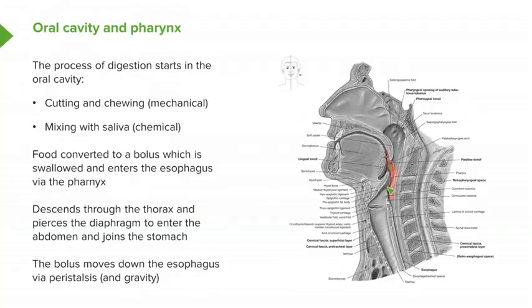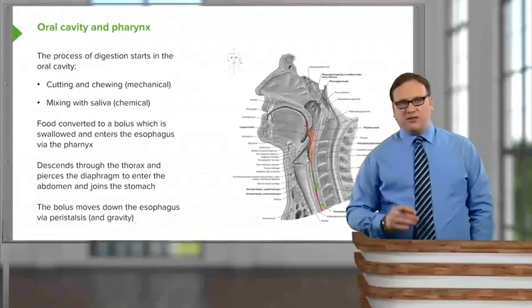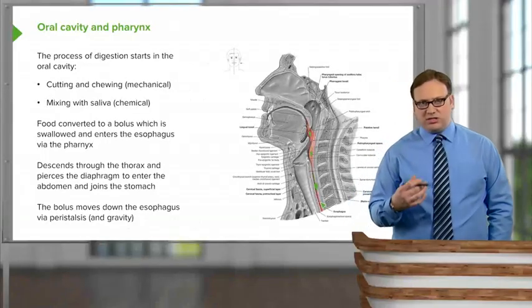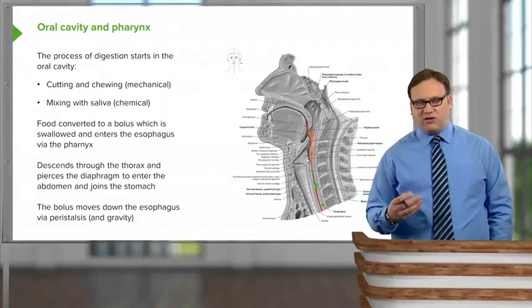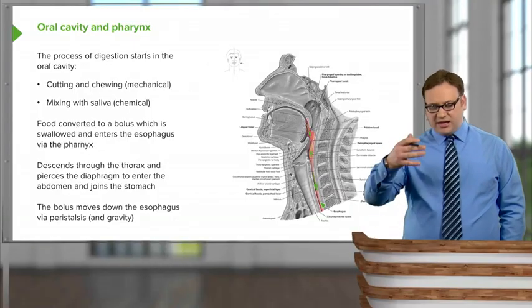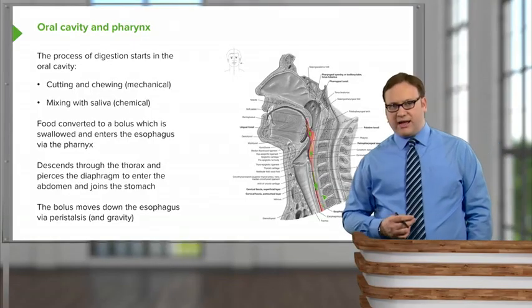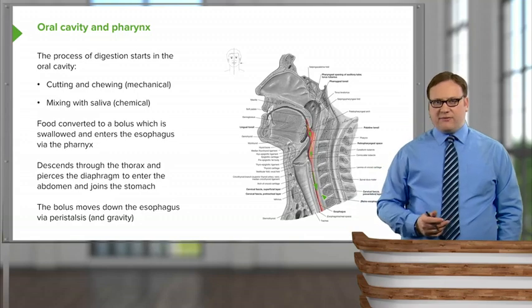Remember I said the trachea is anterior, so here we've got our neck, and we can see the trachea is anteriorly, and directly behind the trachea we see the esophagus, which is running down in this direction. So the food is converted to this bolus, which is swallowed into the esophagus via the pharynx. It's then going to descend through the thorax and pierces the diaphragm.